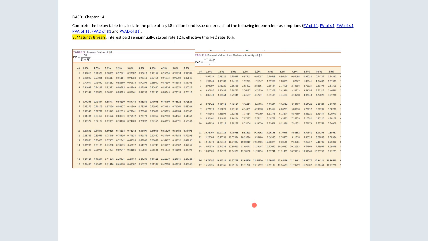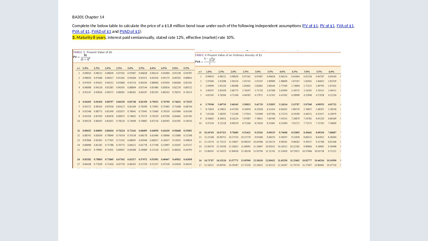No questions? All right. So our first exercise, we are required to complete the table to calculate the price of the $1.8 million bond issue under each of the following independent assumptions. They were different. I think they were listing like 5 of them, different scenarios. I just picked the one that has semi-annual interest. The semi-annual is a bit more challenging than annual, of course, but also review the annual, okay?